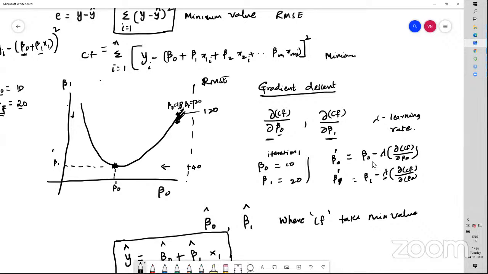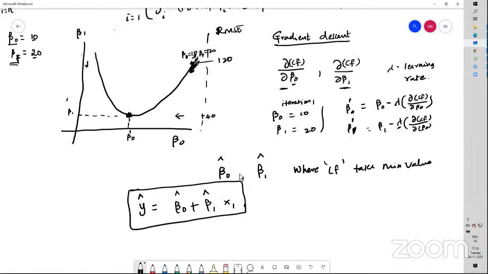How do we know we reached this minimum point? Whenever we change the values of beta naught and beta 1 further, we would overshoot, and then the value of RMSE will start to increase again. That is an indication that we are crossing the minimum point, and we stop at the minimum point. Those values of beta naught and beta 1 are going to be the final values that represent this equation. And this is what we have learned through a machine learning process.